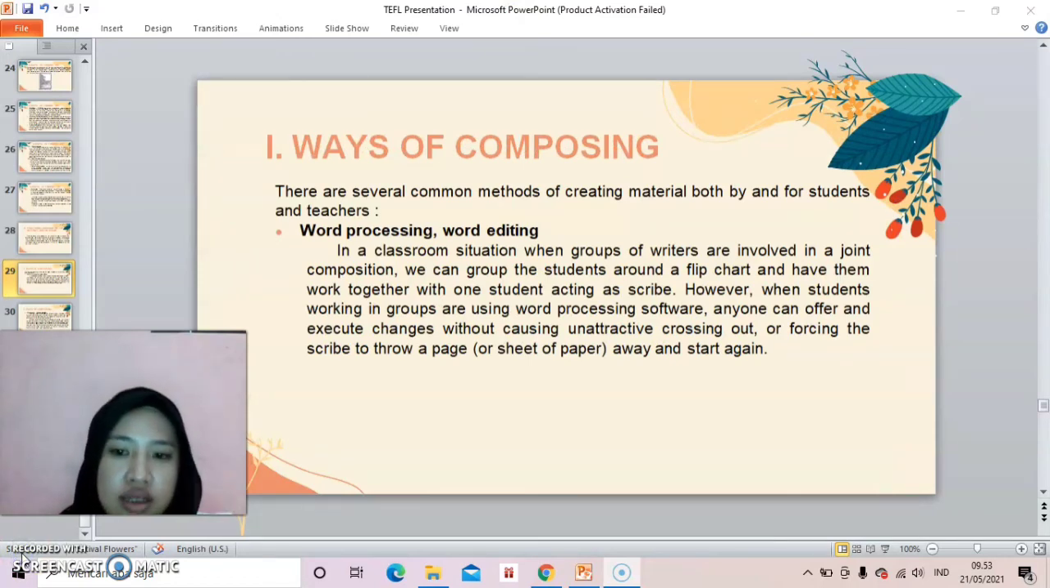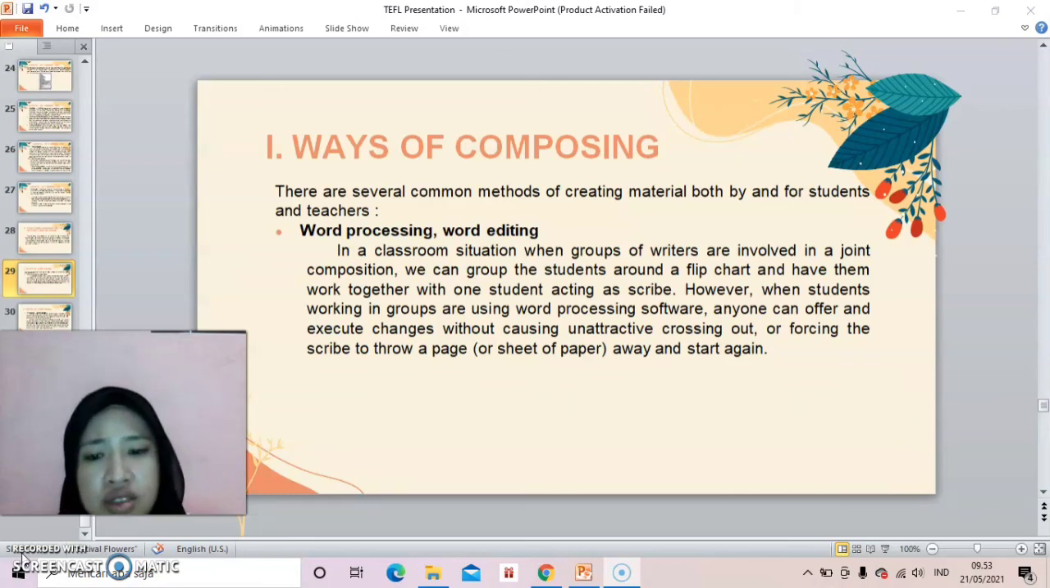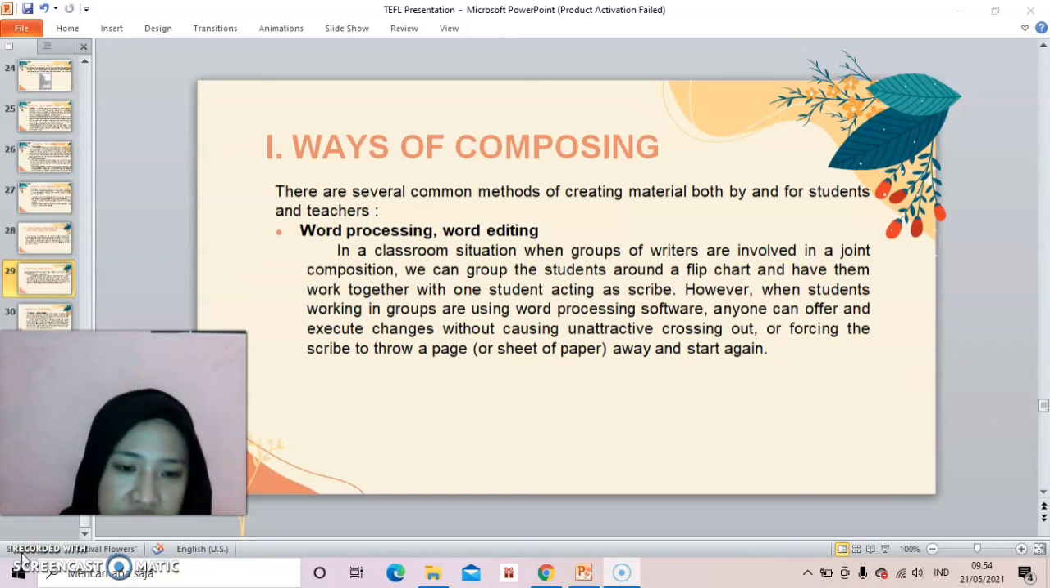There are several common methods of creating material by and for students and the teacher. The next is word processing and then word editing. In a classroom situation where groups of writers are involved in a joint composition, we can group the students around a computer and have them work together with one student acting as scribe. When students working in a group are using word processing software, anyone can edit and change the text without causing a mess, crossing out or passing the script through, or throwing a sheet of paper away and starting again.